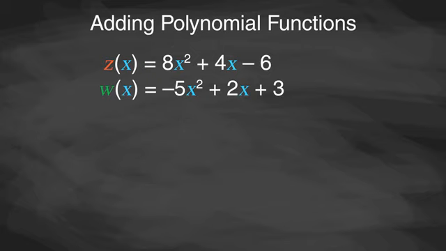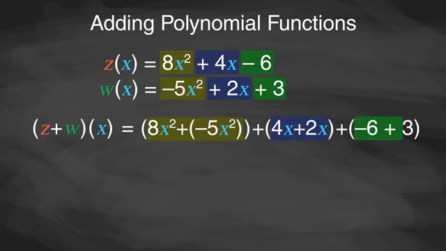Remember that like terms are terms that have the same variables raised to the same powers. There are 3 different sets of like terms between z of x and w of x. Since we are finding the sum of the 2 polynomial functions, we'll be adding each set of like terms. First, rewrite the sum with like terms next to each other, then simplify each set.